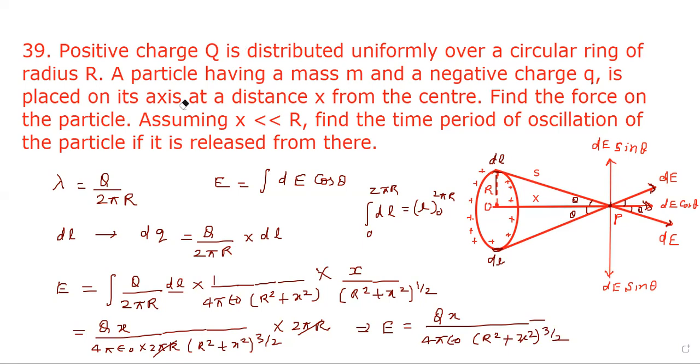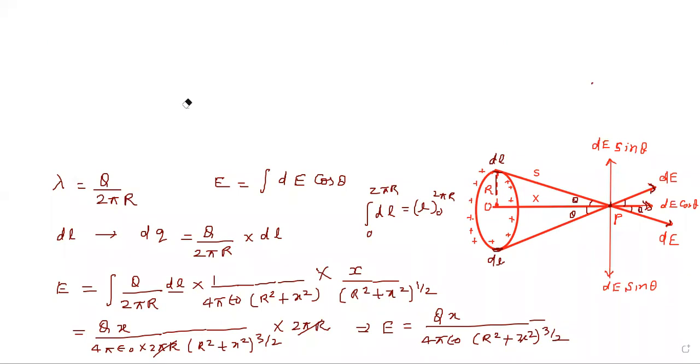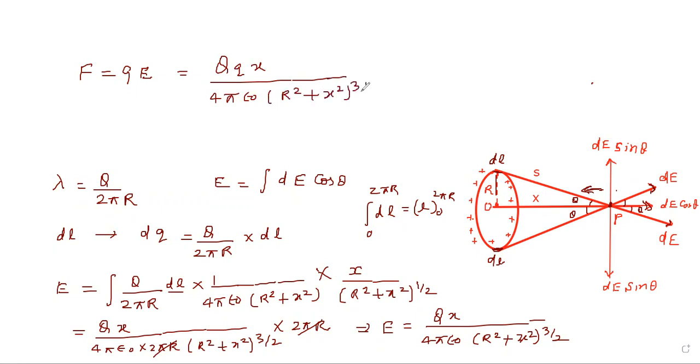Now we have to find out the force on the charge placed at point P. Since it is negative q charge, there will be a force of attraction, and its direction will be like this. So we can say F equal to qE. So that will be equal to capital Q, small q, x divided by 4 pi epsilon naught r square plus x square whole power 3 by 2.